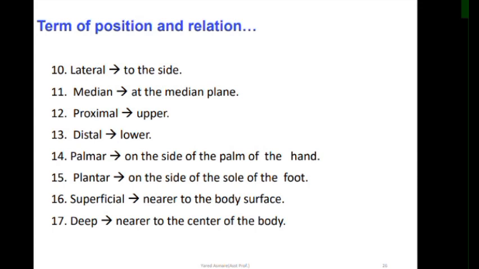12. Proximal means upper, towards the origin of the part. 13. Distal means lower, farther from the origin of the part. 14. Palmar means on the side of the palm of the hand. 15. Plantar means on the side of the sole of the foot. 16. Superficial means nearer to the body surface. 17. Deep means nearer to the center of the body.